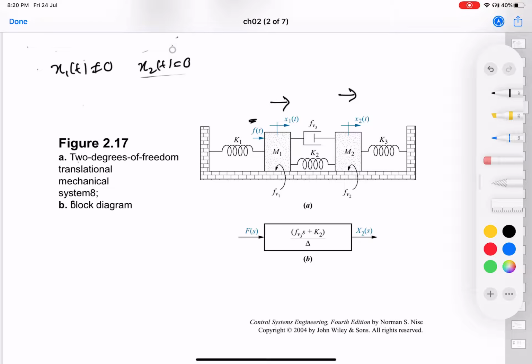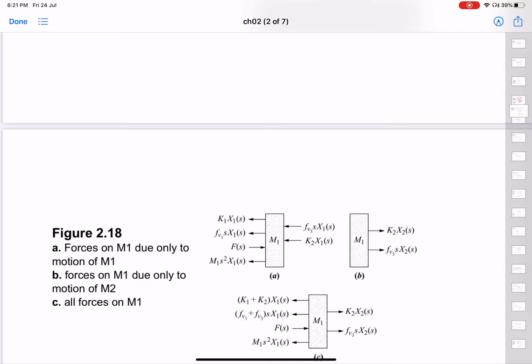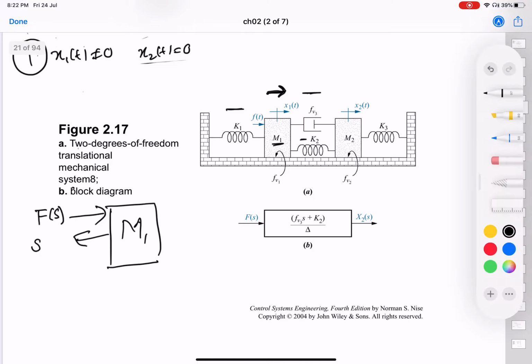So if you want to write down the forces on m1 for this case 1, you're applying a force, and you write down the equations of motion in the s domain. You write down the forces in the s domain. So you're applying a force F(s), and now what are the retarding forces that are acting? This spring is acting in opposition to this motion. K1 x1(s) is proportional to the displacement, and it's retarding the motion.